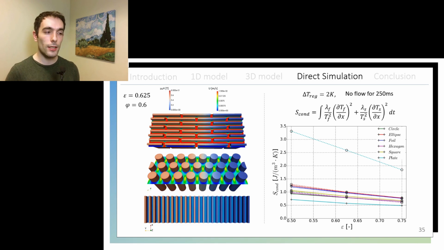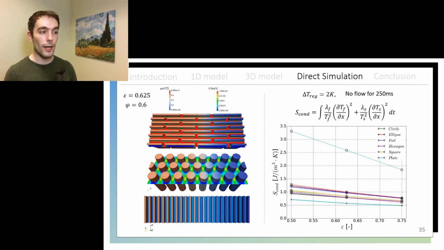So on the right side you can see another simulation of the thermal field, and in this case I wanted to calculate the entropy generated by conduction. And for that I initialized the regenerators with an initial temperature gradient of 2 kelvins and with no additional temperature for the solid. And then I ran the simulation with no flow for 250 milliseconds. Most of the geometries didn't show a prominent change between the higher tortuosity cases, except for the one that showed the biggest change in tortuosity of them all.